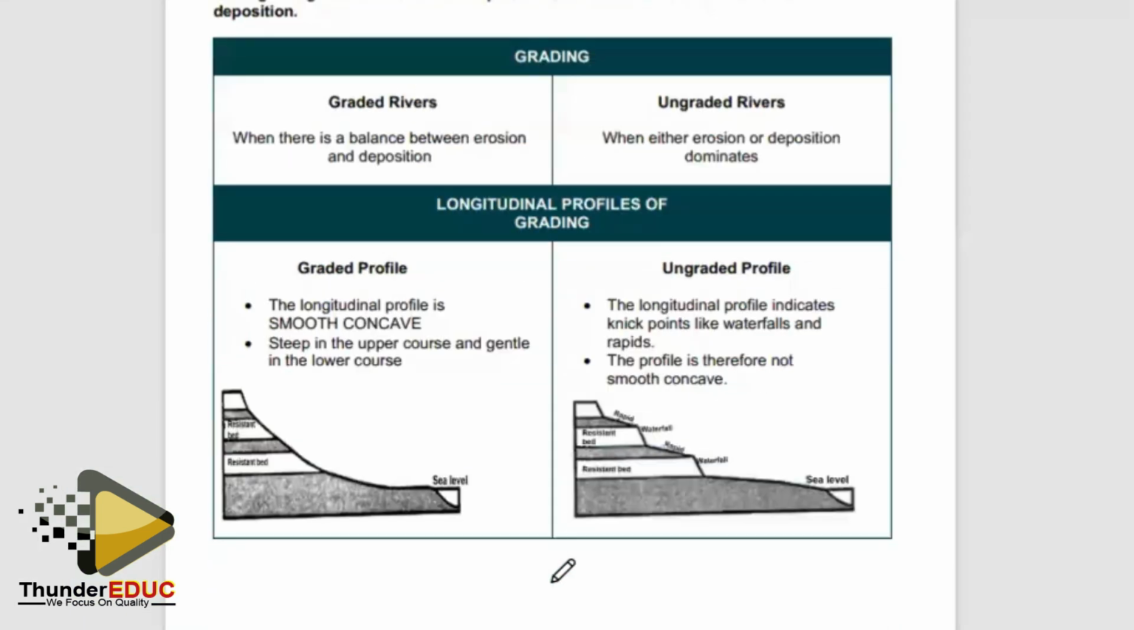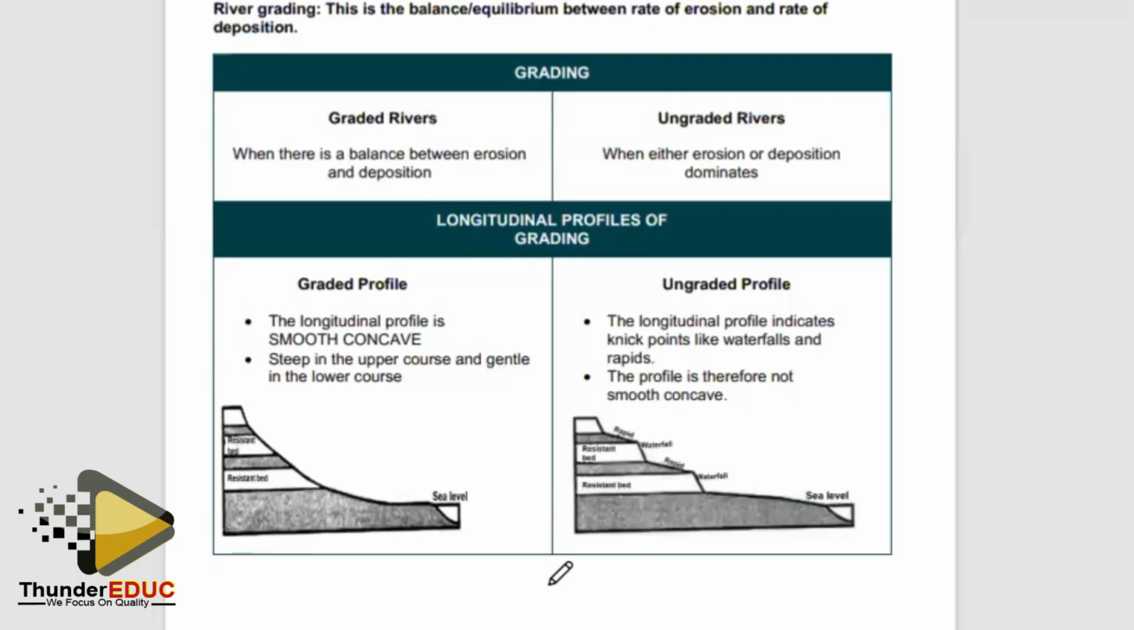Right. We move on to river grading. When a river is regarded as graded, it means there is a balance or equilibrium between erosion and deposition. Whatever is eroded and whatever is being deposited, they are balancing up. And that is going to give us a smooth concave shape for the river. If a river is balancing between deposition and erosion, it's going to achieve a grade whereby the river is going to have a smooth concave shape. From the source of the river to the mouth, the shape is a smooth concave. That is a grade. The river will be graded.